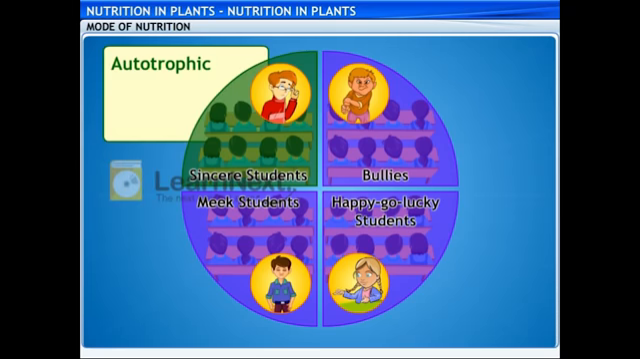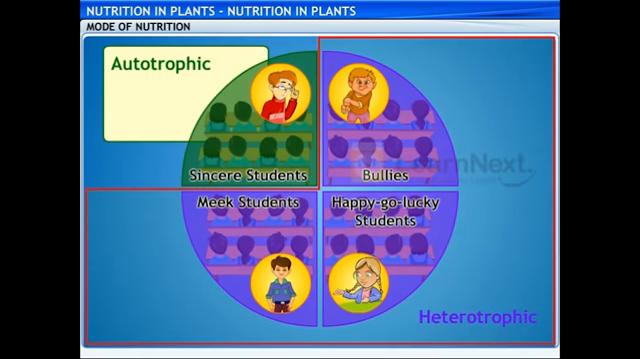Broadly speaking, plants can be divided into autotrophs, similar to the kids who did their own homework. These plants make their own food. And heterotrophs, similar to the other 3 groups. These plants depend on others to provide them with nourishment.